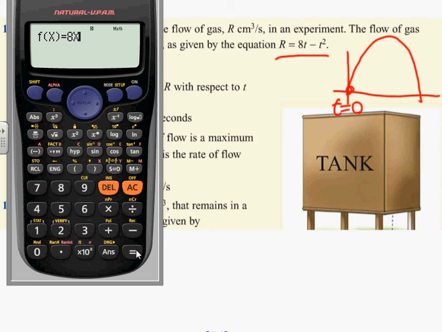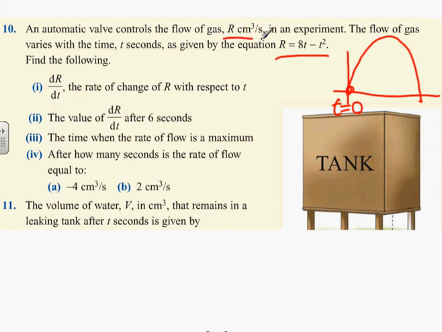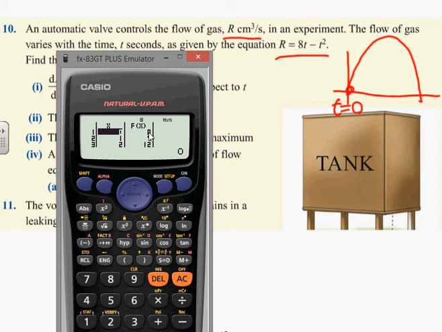Automatic valve controls the rate of flow. So you're talking about gas. You're talking about how much gas is entering the experiment. Would everybody agree with that? Yeah. Okay, so here's what's happening. The gas at 0 seconds, no gas is in the experiment. After 1 second, there's 7 units of gas in the experiment. Keep going upwards. When does it reach its maximum value? After 4 seconds, there's 16 units of gas in the experiment. Keep going downwards. When does it reach 0 again? After 8 seconds, it returns back to 0.